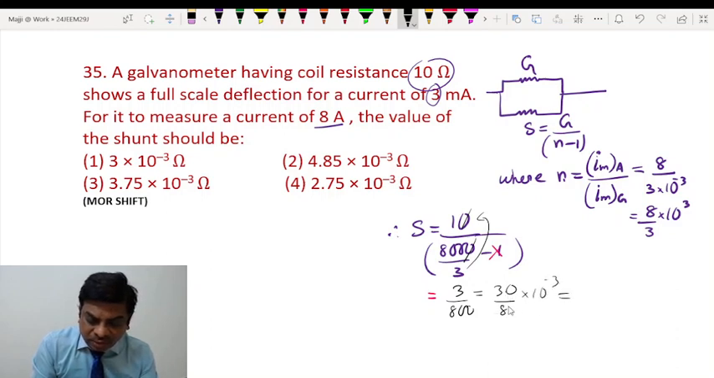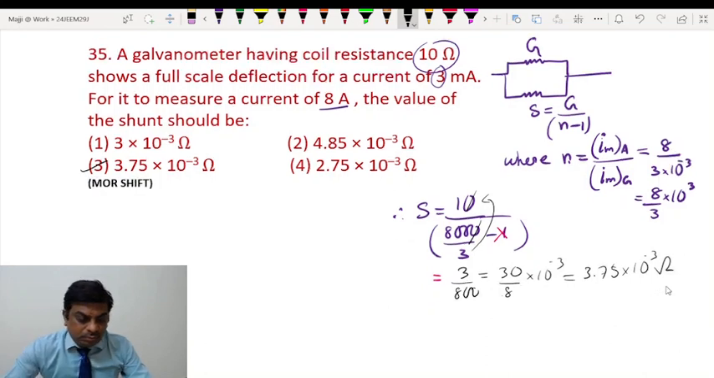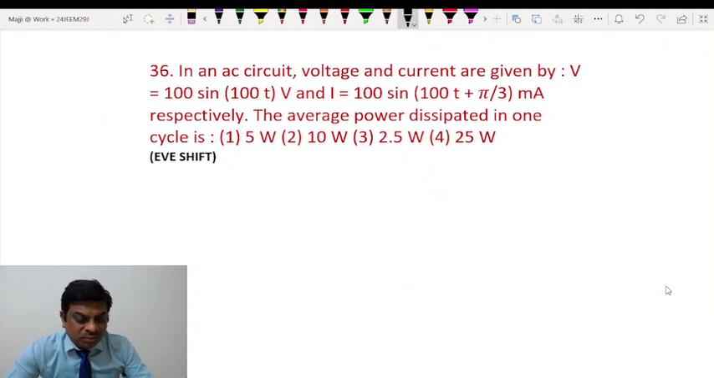As you can see, approximately 8 4s are 32, it should be slightly less than 4. So we will go with the third option. 3.75 into 10 power minus 3 ohm. Then moving to the next question, students.